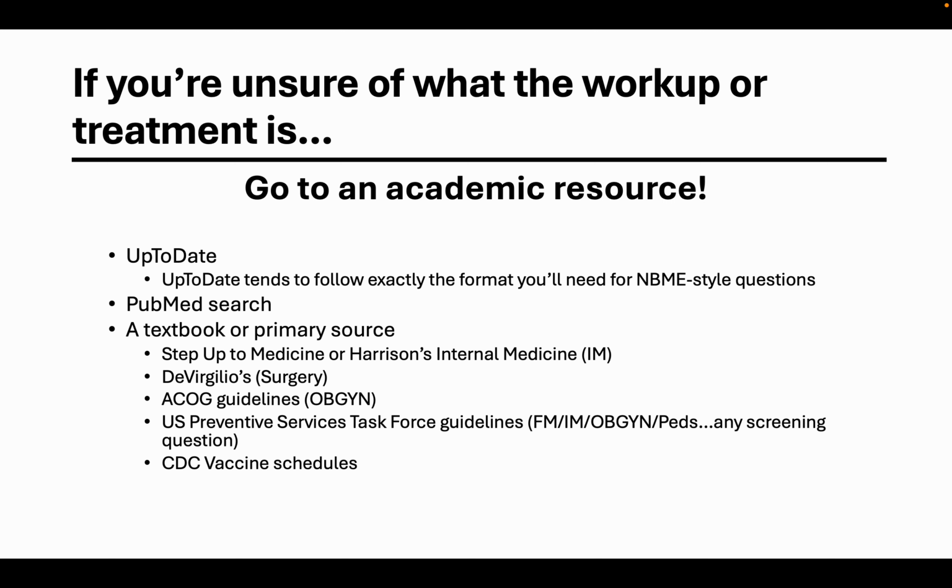For things that are a little more pathophysiology or biochemistry nitty-gritty, PubMed is a great resource. It's a little less readable than UpToDate, but you can find a lot of great information there.